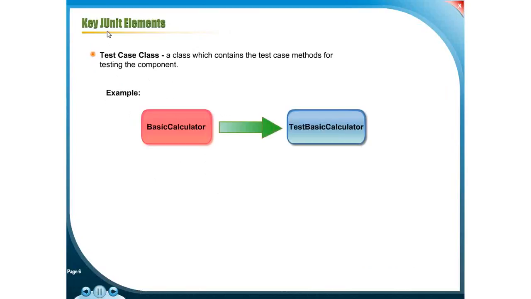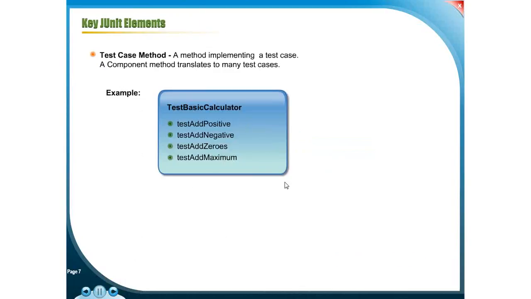And you can see the key JUnit elements are the test case class. A class which contains the test case methods for testing the component. For example, I have a program, basic calculator, which will perform addition, subtraction, multiplication, division, assume. Then you can see here a class is generated, test basic calculator, which would test the existing class.